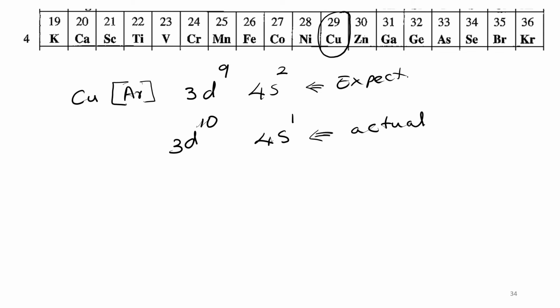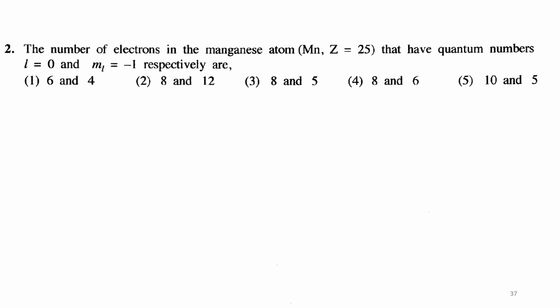All right. Just to complete what we have learned so far, we'll see if we can do an additional couple of questions from previous papers. This one is from 2020. It's asking for the number of electrons in the manganese atom that have the quantum numbers l equals 0 and ml equals minus 1.